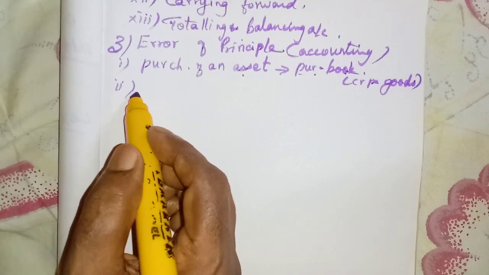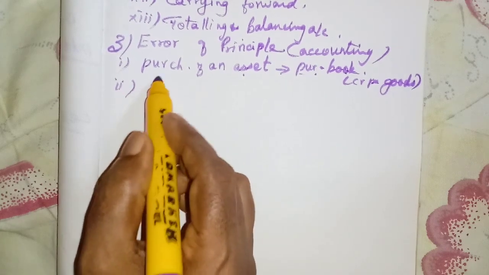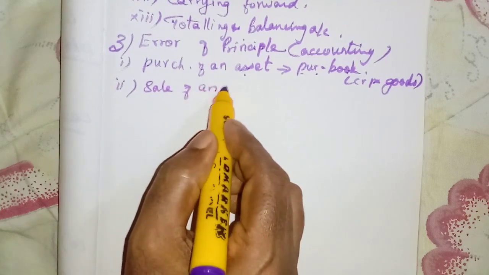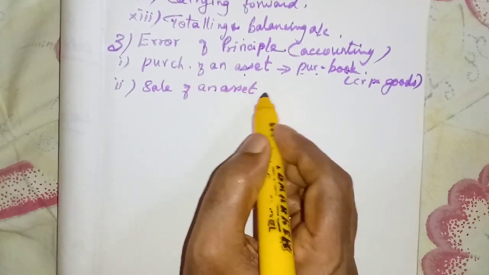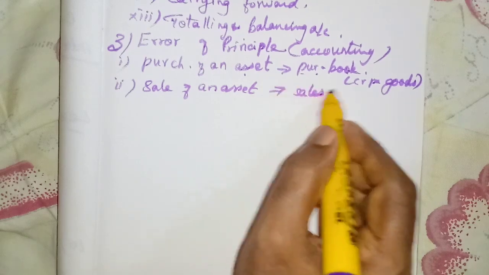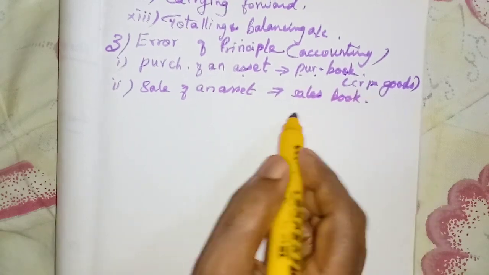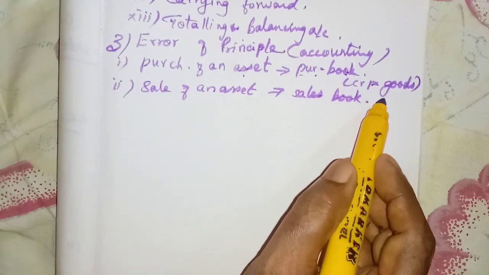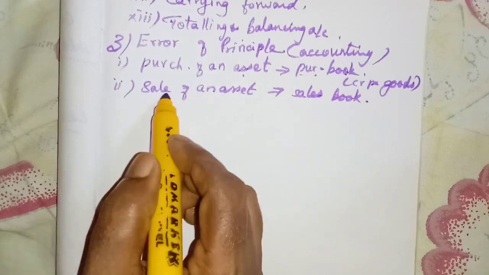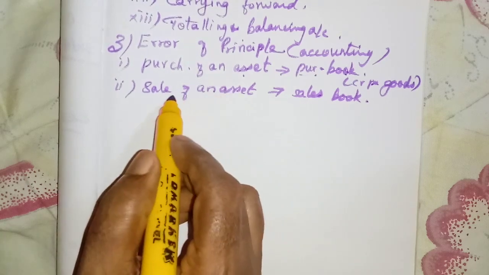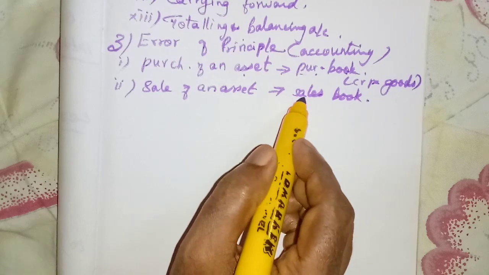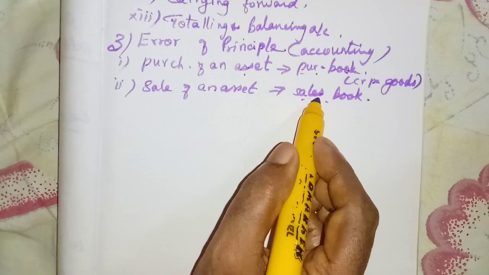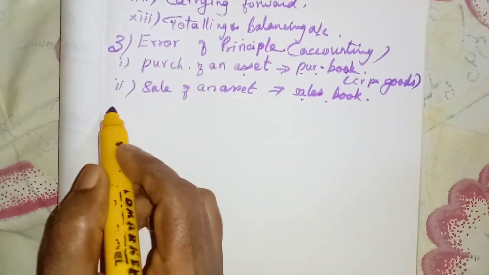Another one, same thing: entering the sale of an asset in the sales book. In the sales book, we will enter only the credit sale of goods meant for resale, isn't it? But if we sell any asset, that should not be entered in the sales book. If we enter the sale of an asset in the sales book, that is called error of principle.